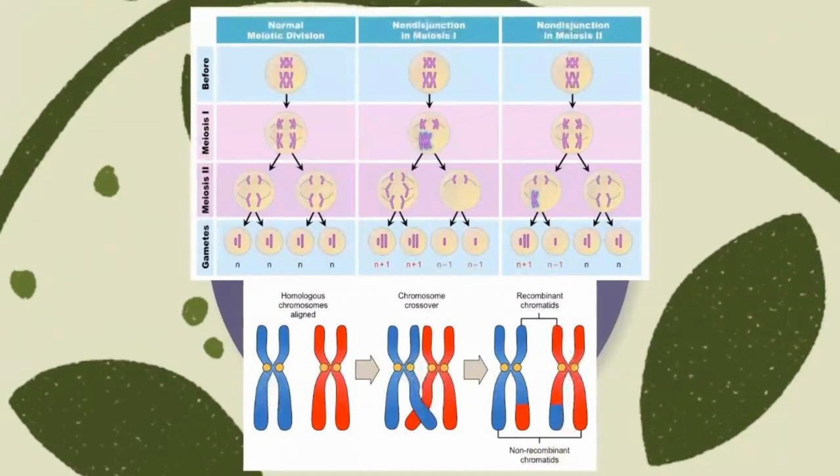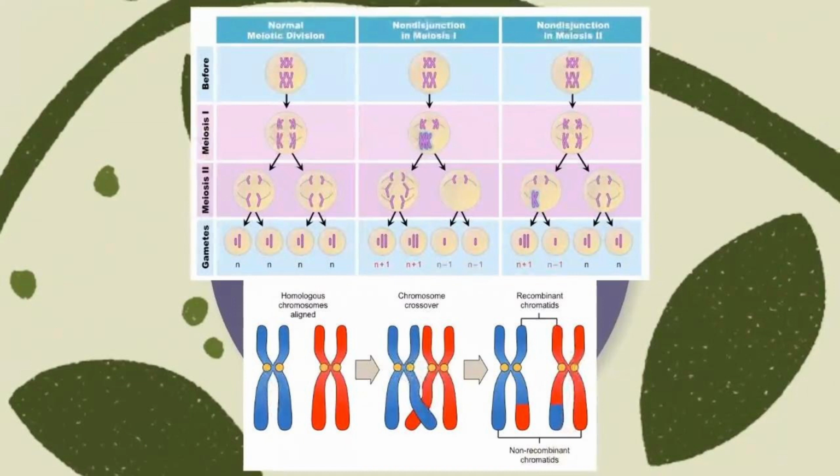So if one parent has this non-disjunction happening, then their gametes might end up with either no copies of that chromosome or 2 copies of that chromosome. And as we know, when fertilization happens, the gametes of the 2 individuals come together to give a complete set of chromosomes. So you get 1 copy of each chromosome from each parent.